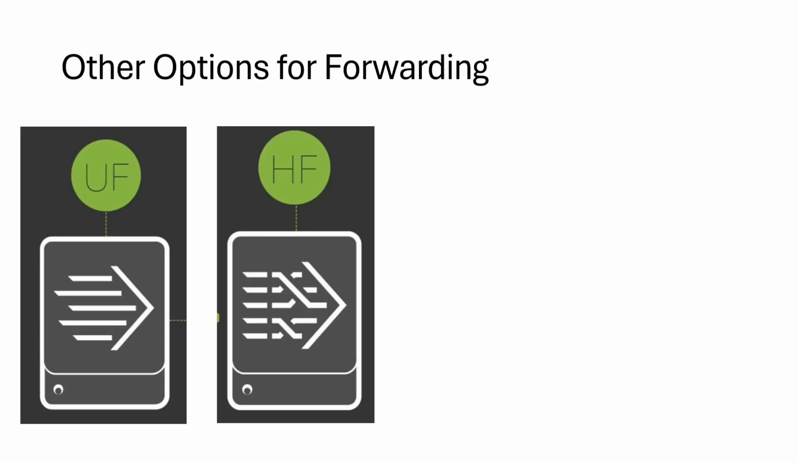If you're planning on cooking the data, or you need to make API calls, so you're going to change that data, you're going to make API calls, you need to use a heavy forwarder.